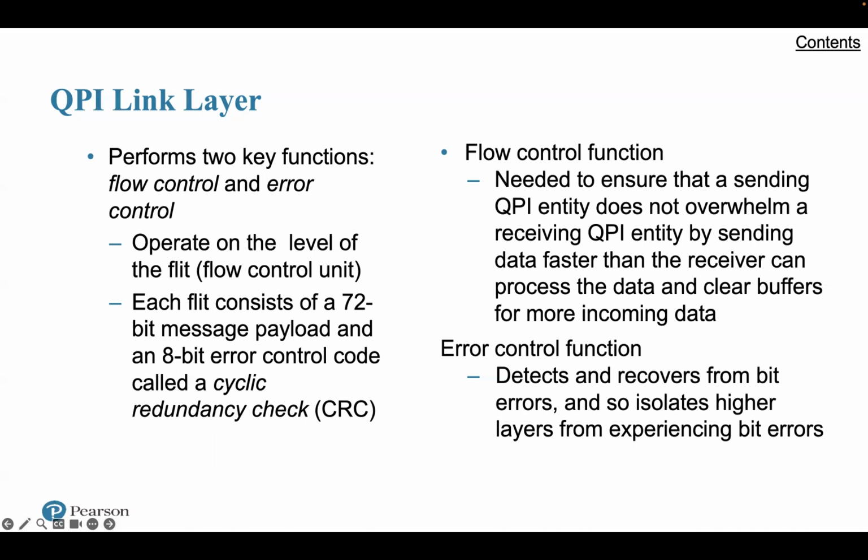Occasionally, a bit transmitted at the physical layer is changed during transmission due to noise or some other effect. The error control function at the link layer detects and recovers from such bit errors, and so isolates higher layers from experiencing bit errors. The procedure works in a cool way, so I'm not going to get into the details at the moment.